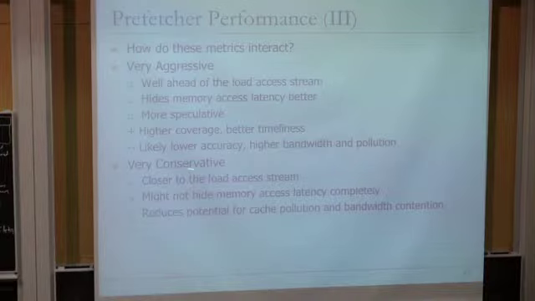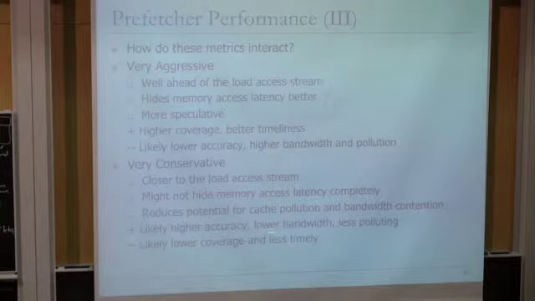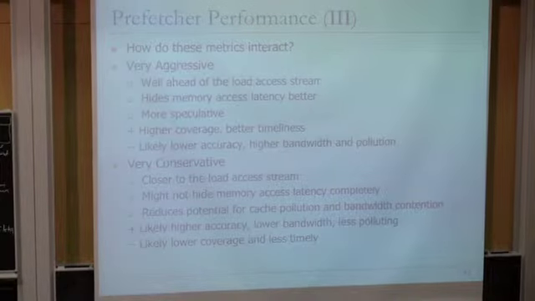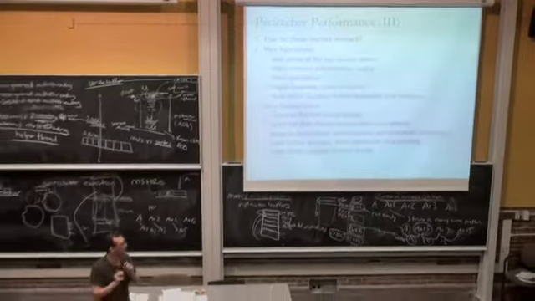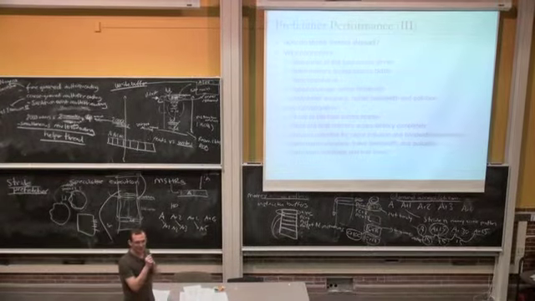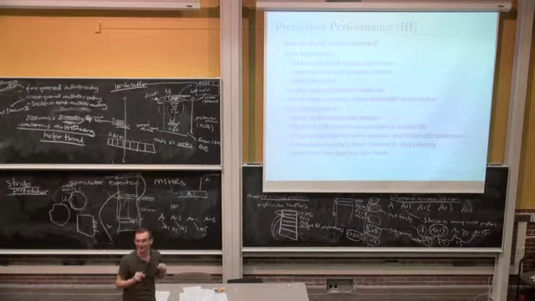If you're very conservative, then you're closer to the load access stream, which means that you may not hide the memory access latency. But now you're affecting demands less also. You're likely to have a higher accuracy, lower bandwidth, you're less polluting with the prefetcher, but likely lower coverage and less timeliness as well. So these are fundamental trade-offs in prefetching. In fact, accuracy, coverage, and timeliness are all hard to get at the same time. If you want to improve coverage, you usually sacrifice accuracy.